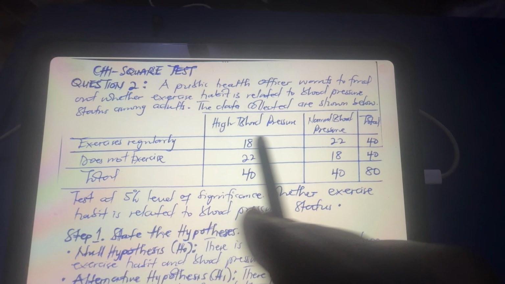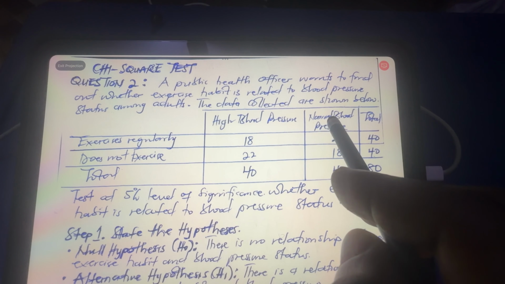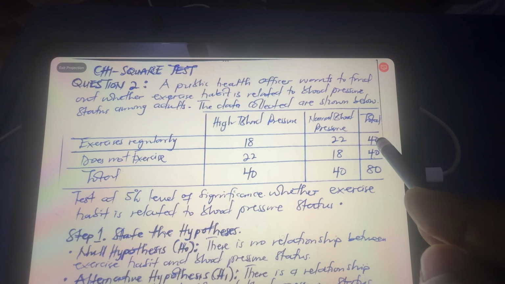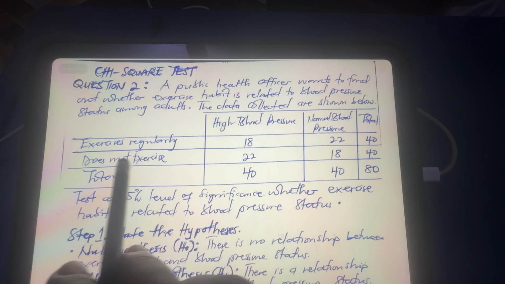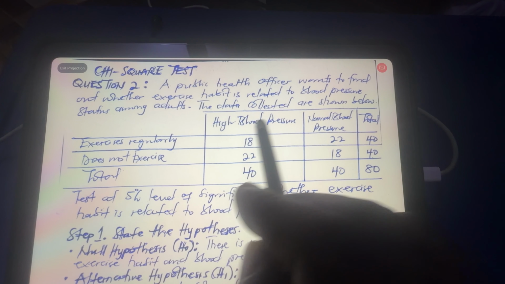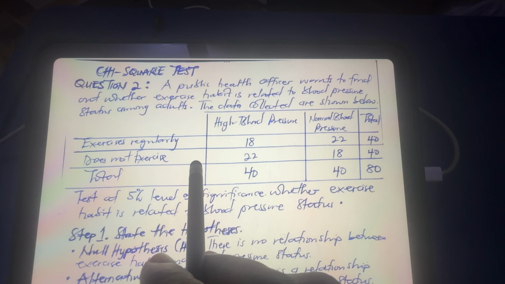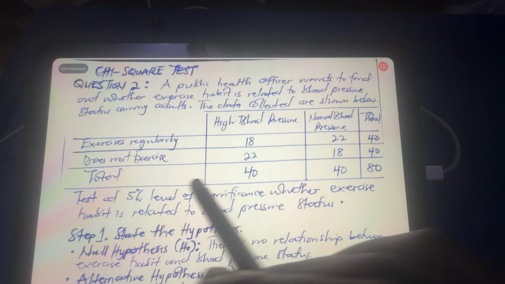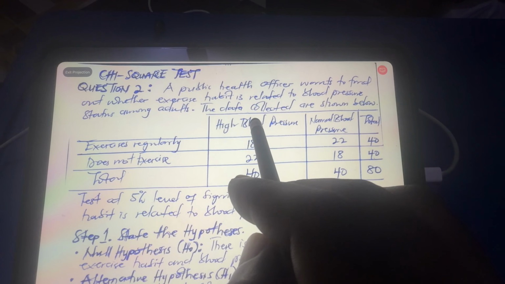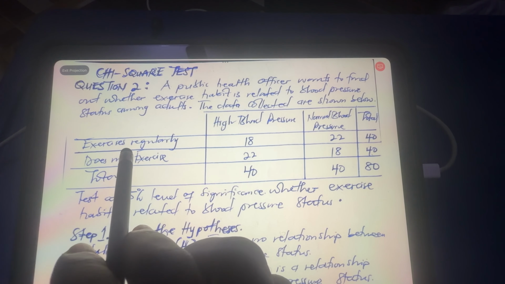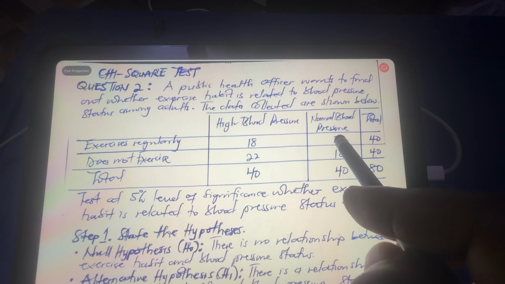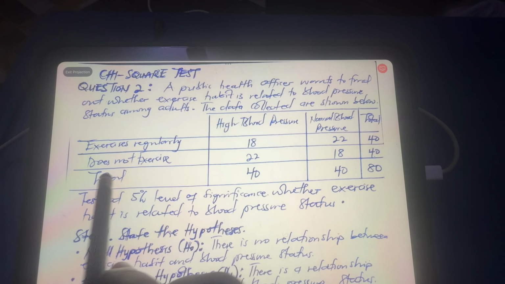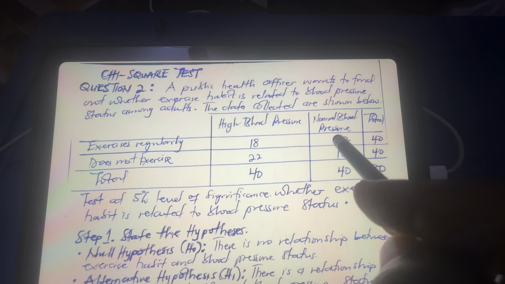Those who exercise regularly, 22 of them have normal blood pressure. And the total number of people who exercise is 18 plus 22, that is equal to 40. Now, those who do not exercise regularly, 22 of them have high blood pressure. Those who do not exercise regularly, 18 of them have normal blood pressure. Okay, this is how we interpret the table. So, those who exercise regularly with high blood pressure, 18. Those who exercise regularly with normal blood pressure, 22. Those who do not exercise with high blood pressure, 22. Those who do not exercise with normal blood pressure, 18.